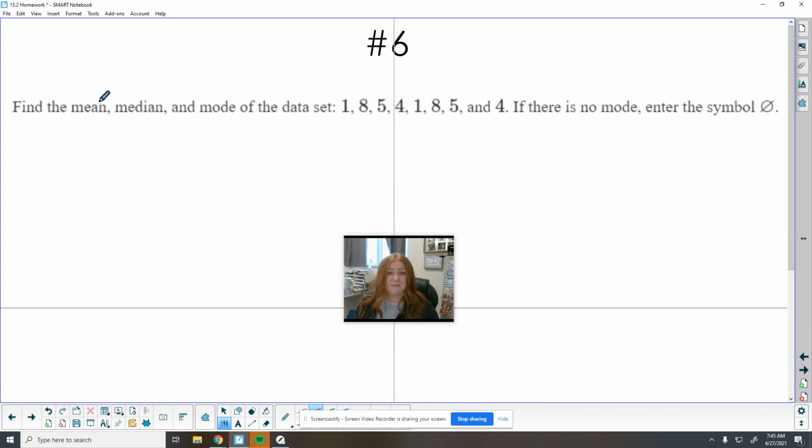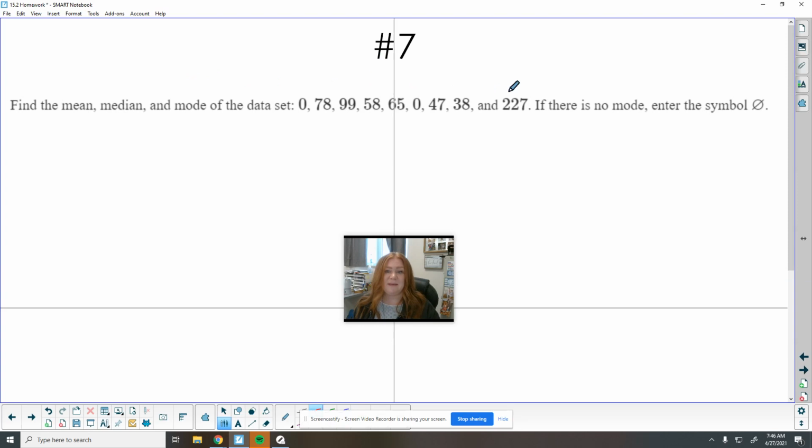Number 6, same thing. Add them up, divide by how many there are to find the mean. Median, put them in order, find the middle. There's 1, 2, 3, 4, 5, 6, 7, 8. So when you get to the middle, you should have 2 numbers that are left. Add those up, divide by 2, will tell you your median. And then the mode is a number that happens more often than others. So remember, there can be more than one, or if they all happen the same amount, then there is no mode.